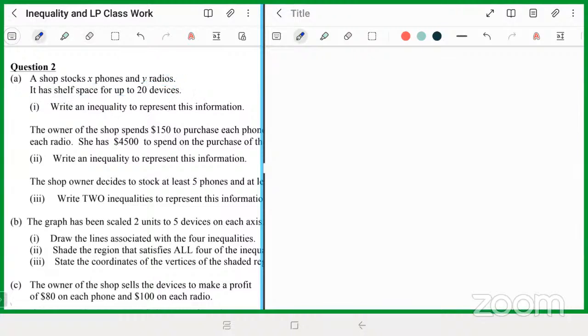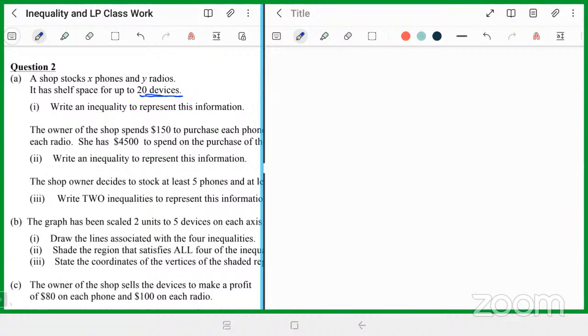The word devices here is taken to mean the phones plus the radios together. There are X phones and there are Y radios. And what it is saying is that you basically can't put more than 20 devices on the shelf. So the maximum total number of devices you can place on the shelf is 20.